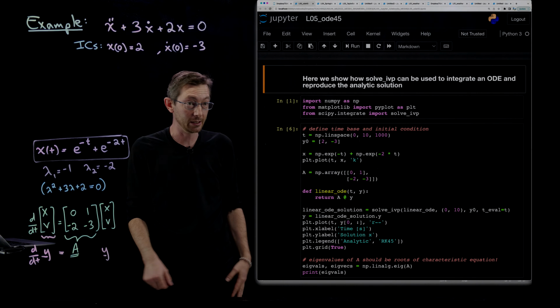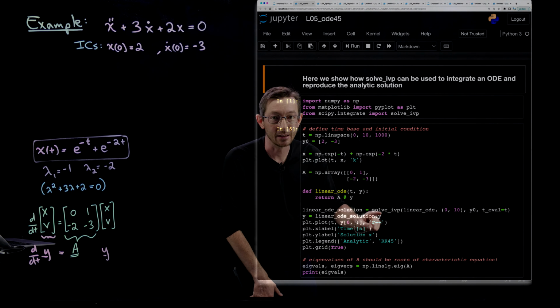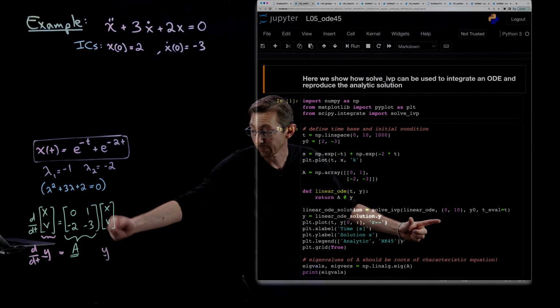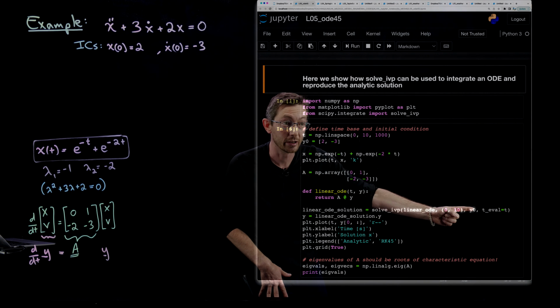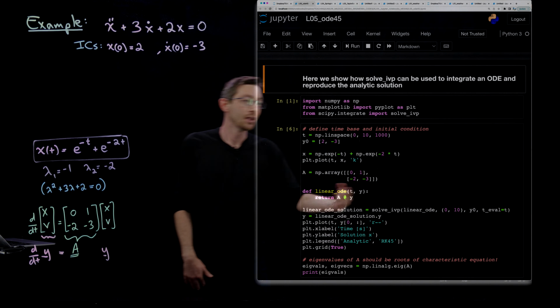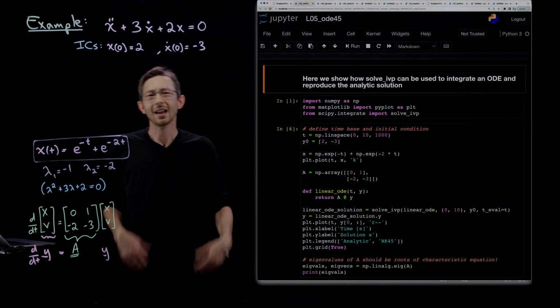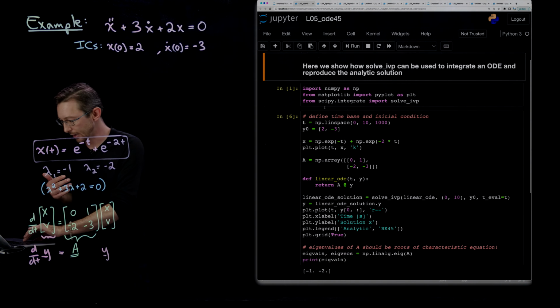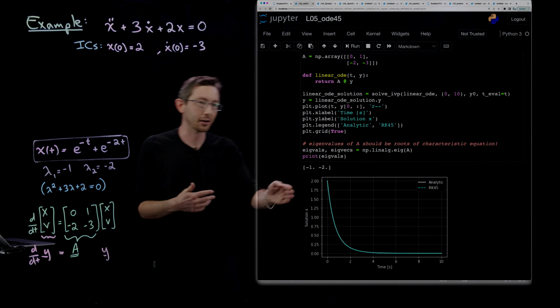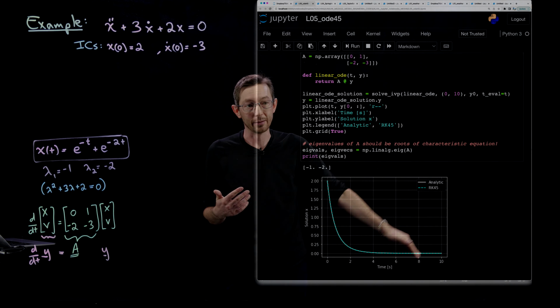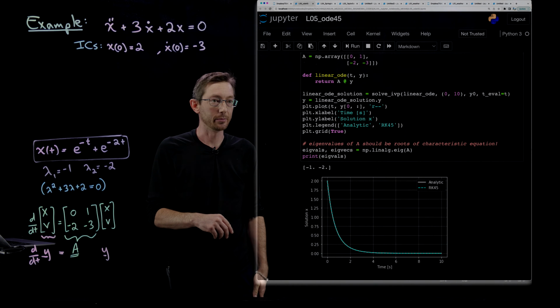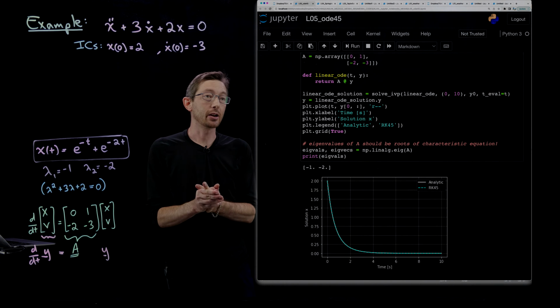That's my linear ODE. And then solve IVP, this is the same as ODE45. It takes in that function handle, that right-hand side vector field that we're integrating, a time span, an initial condition, and which times to evaluate on. And then you can plot everything the same. And the plot's going to look exactly the same. You see here, again, our analytic and fourth order Runge-Kutta perfectly match each other on this time span. Good. That's what I wanted to show you.